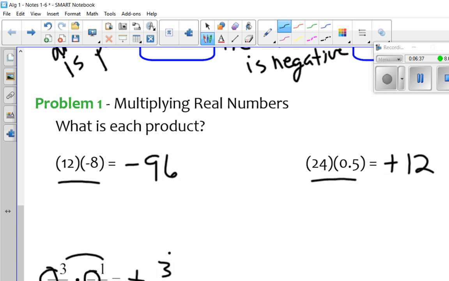So use some common sense first. Don't try to do the problem. Look at it, follow a rule, know what your answer is going to be, and then forget about the signs. Just multiply the numbers and you know what the sign should be when you're done.